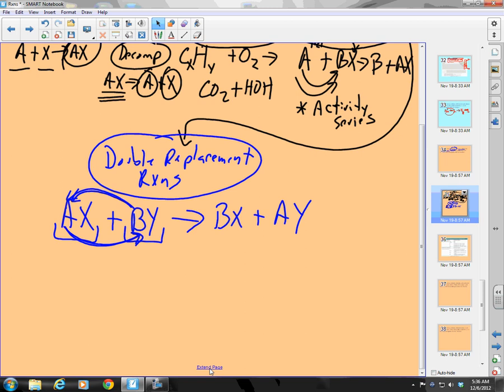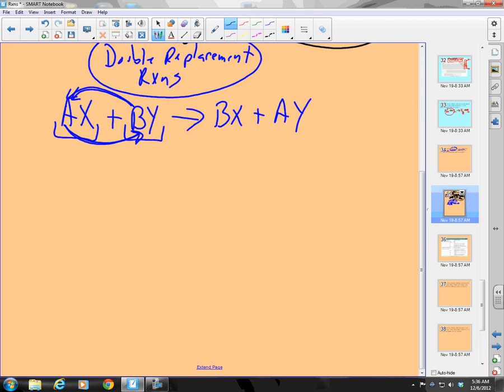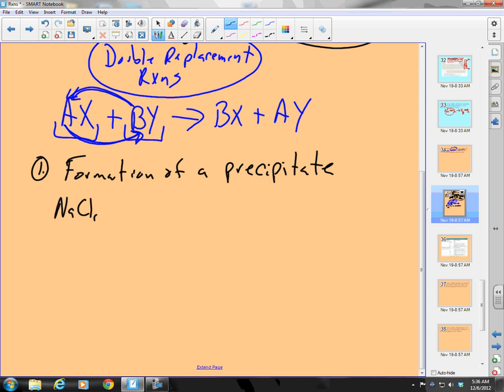Good. Now there are 3 types that we want to learn about. Type number 1 is what I call formation of a precipitate. Precipitate. Good.